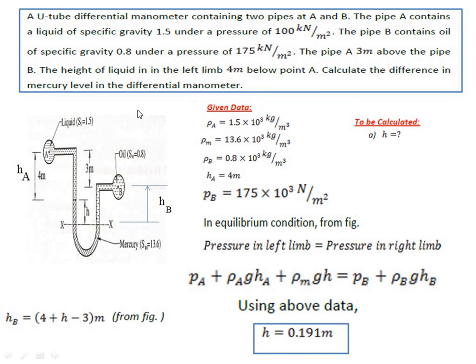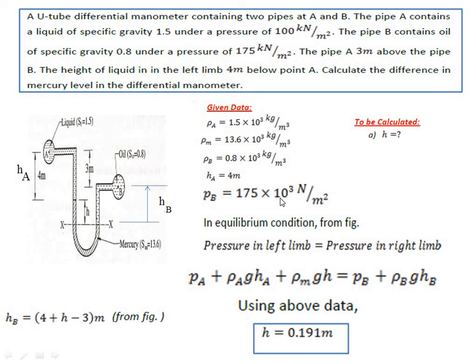PA is given, PA is nothing but pressure at point A. So it is equal to 100 kilonewton per meter square. So it is nothing but 100 into 10 to the power 3 Newton per meter square. Rho A is given 1.5 into 10 to the power 3. G is nothing but 9.81. HA is nothing but 4 meter. Plus rho M is 13.6 into 10 to the power 3, G 9.81 into H is equal to PB.